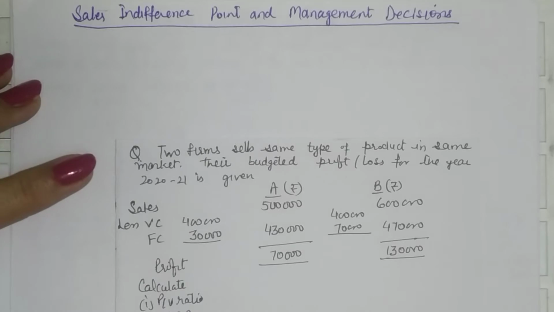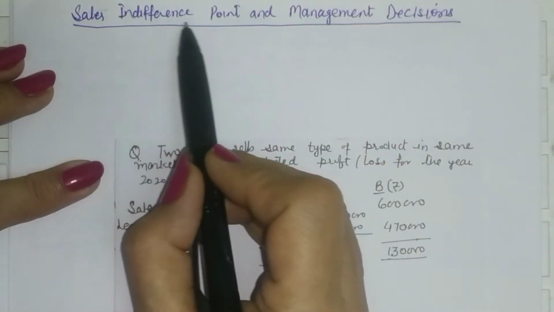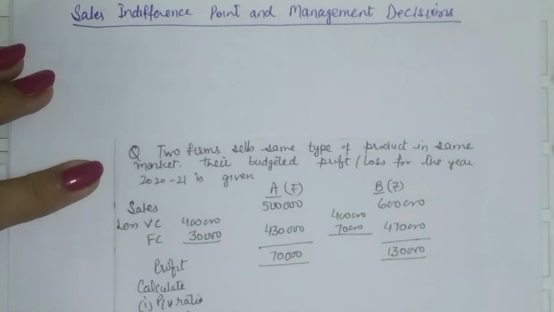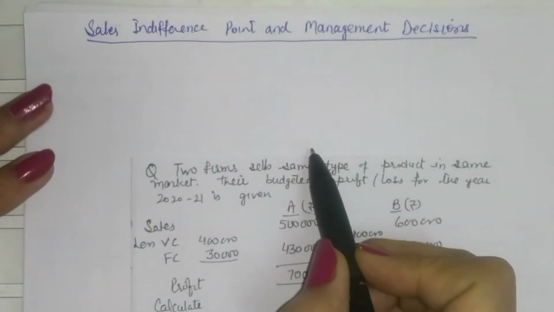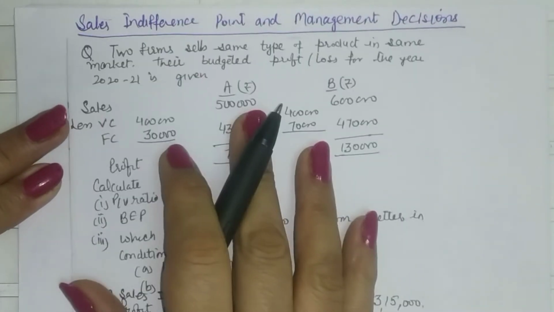So today we will be practicing managerial decisions based on sales indifference point with one more example. In our last class we studied sales indifference point and how it affects management. So today we will be understanding the whole process through one more question. Now let us see the question.